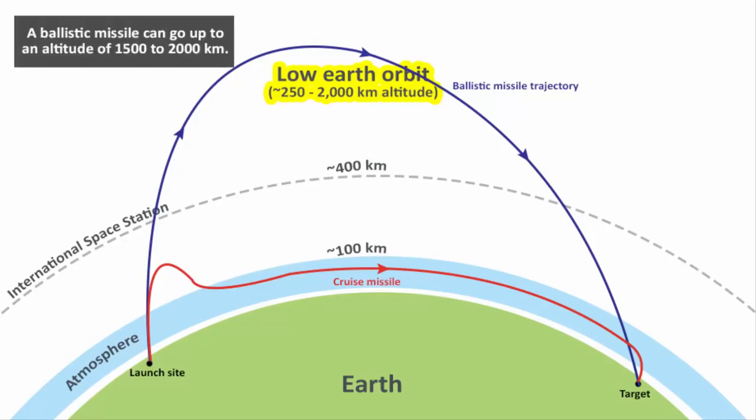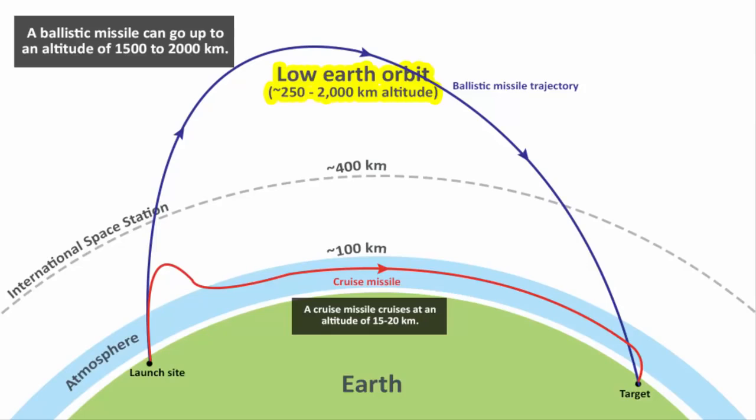A ballistic missile can go up to an altitude of 1500 to 2000 kilometers, which is in the lower Earth orbit. This altitude depends on how far your target is. Based on that, a certain altitude will be needed. On the other hand, a cruise missile can go up to an altitude of a few hundred kilometers or even less. It again has to come down to a low altitude to cruise in the air before hitting the target. Now, ballistic missiles don't have an option of cruising.